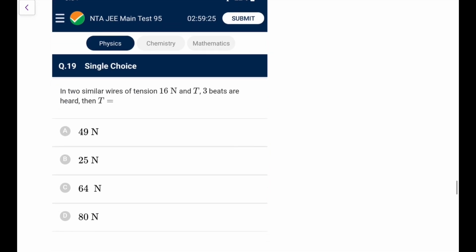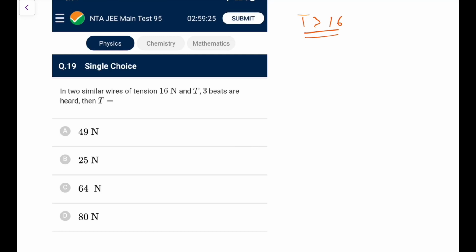Next one, in two similar wires of tension 16 Newton and T, 3 beats are heard, then T can be? Okay, so beats are heard, tension is given, 3 beats are heard. It's not that easy to get similar wires. All options are greater, so it is clear T is greater than 16 Newton, that is for sure. That means it is at a higher frequency, so you can directly make it out.